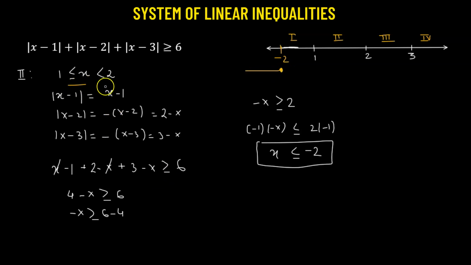And in our condition, we stated that we have to consider values of x lying between 1 and 2. So here, clearly there is no intersection between the two graphs or the two regions, which means that there will be no common solution. We cannot find a common solution or a solution of x that satisfies this second region. Now let's go to the third region.